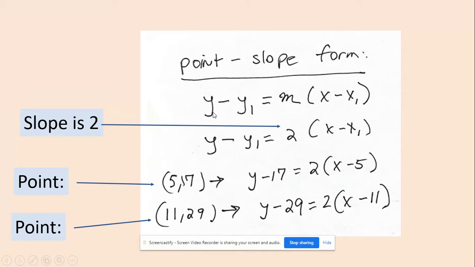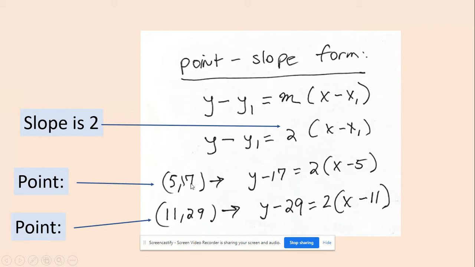Remember, point slope form is y minus y1, where y1 is the y part or the y coordinate of that point. m is the slope, and x1 is the x part of that point. So you can see here our slope that we calculated was 2, and now we can put in either one of those 2 points. Now we have both points here, so let's write these equations using both points.